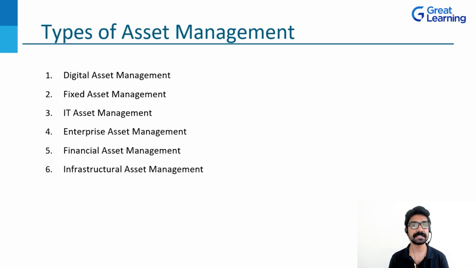Let us see what the types of asset management are which are available for us to follow to manage our asset. The 6 types of asset management which I have put forward for you are these: digital asset management, fixed asset management, IT asset management, enterprise asset management, financial asset management, and infrastructural asset management.